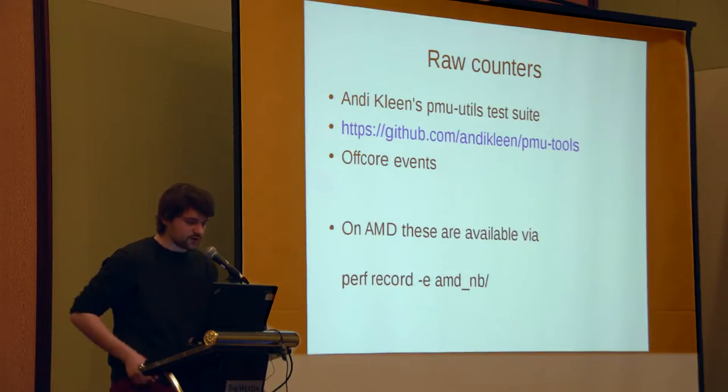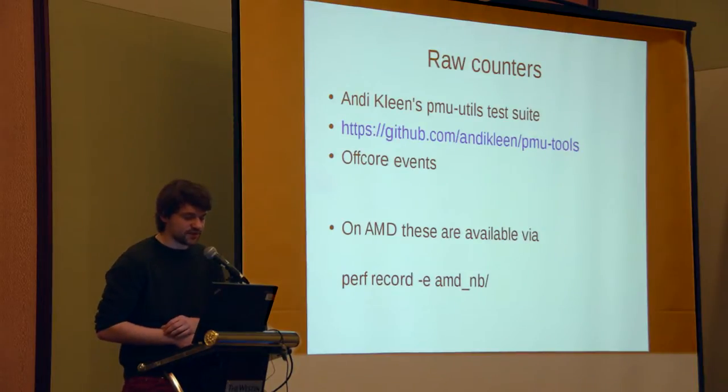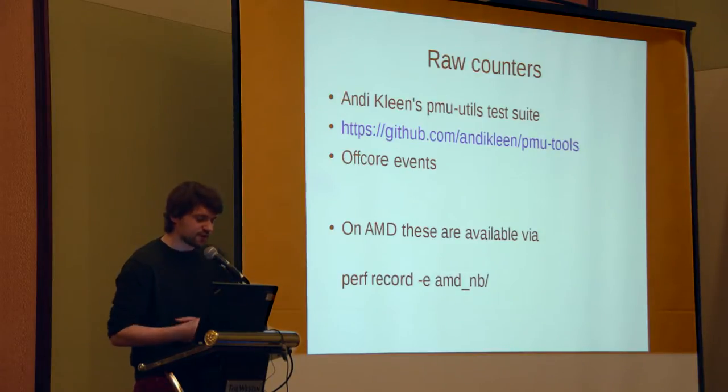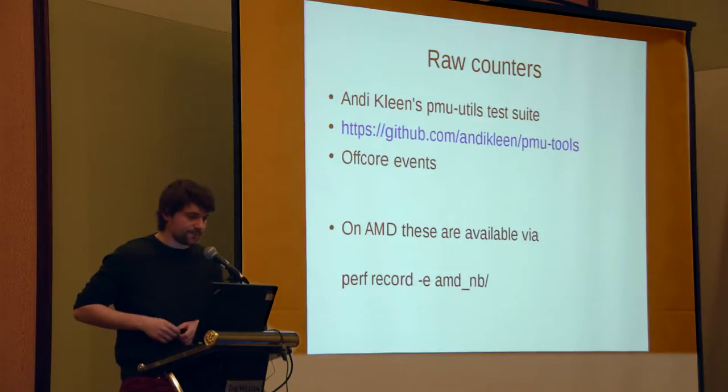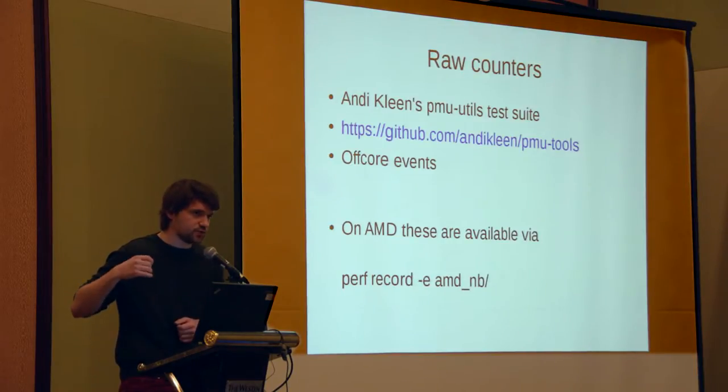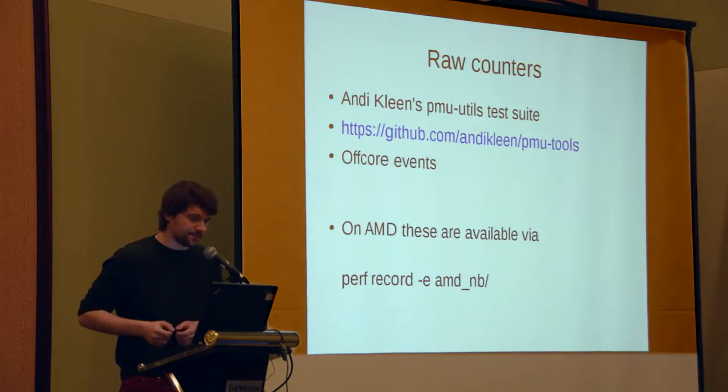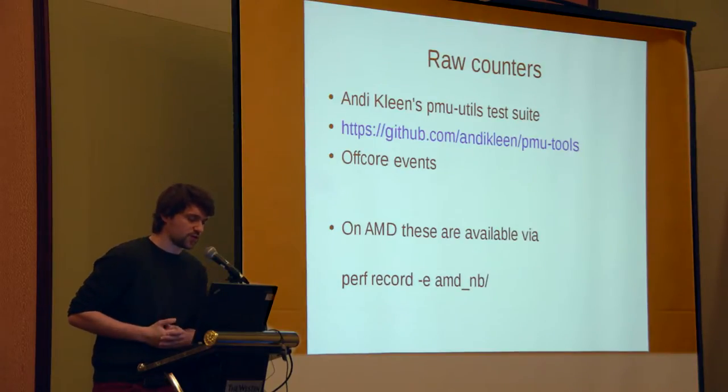So if you want to look those up for AMD, it's actually quite easy. I don't have an AMD system with me right now, but what you basically do is use the AMD/_NB namespace, and you specify the event and the mask from the manual. So you can do the same things you can do with the off-core events with proper and pretty names on AMD systems.